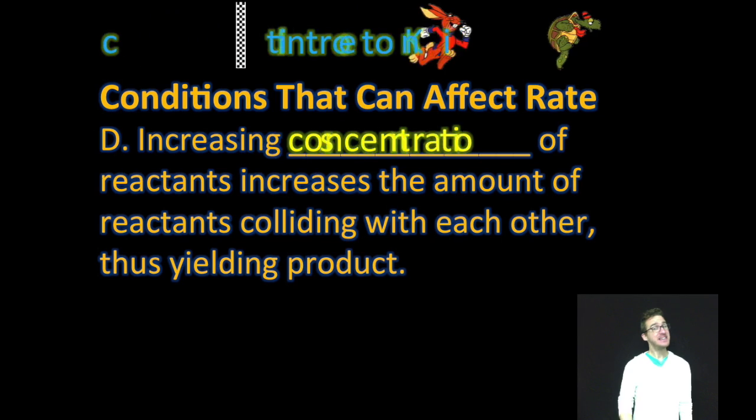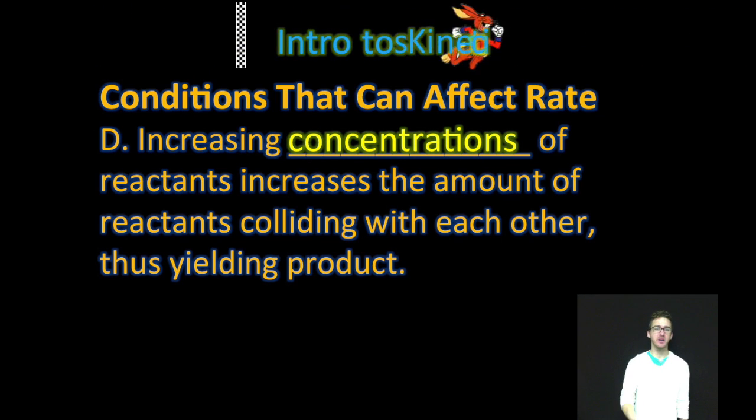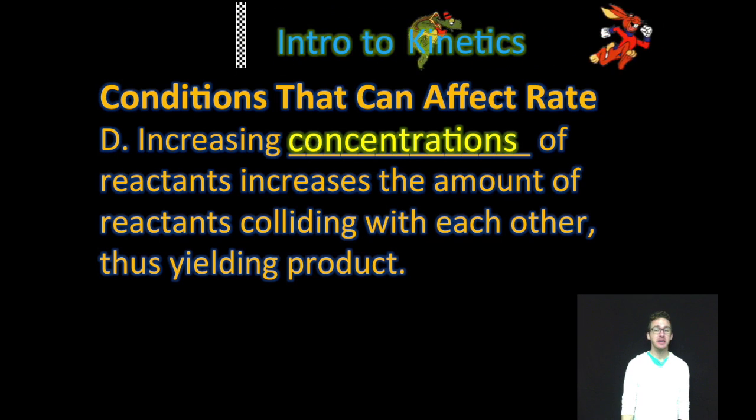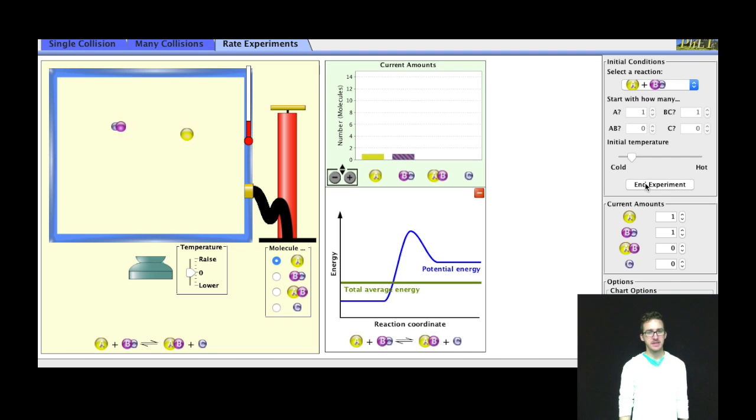Factor number 4, increasing the concentrations of reactants, increasing the amount of reactants that collide with one another, thus increasing the rate of the reaction. Let's take a look at this thrilling reaction again. Very low concentrations of my reactants. Not a whole lot of collisions that occur between those two reactants. Therefore, the rate of this reaction is very slow. I haven't even formed any product yet.